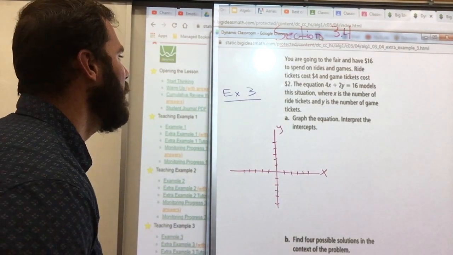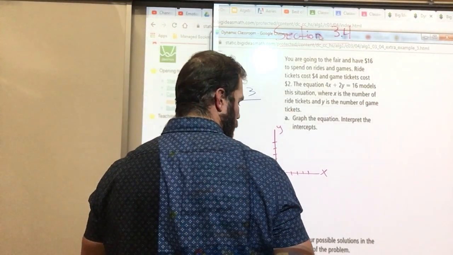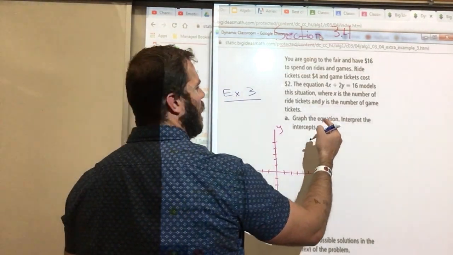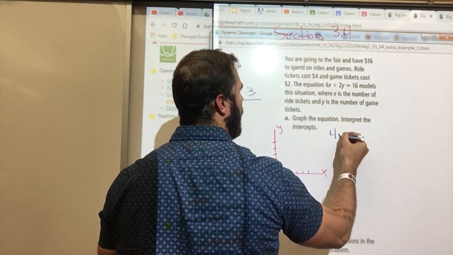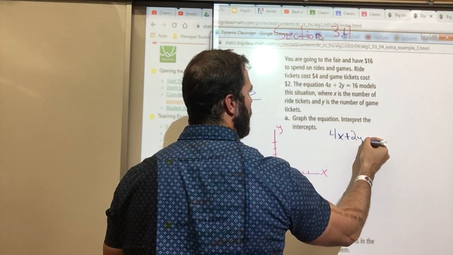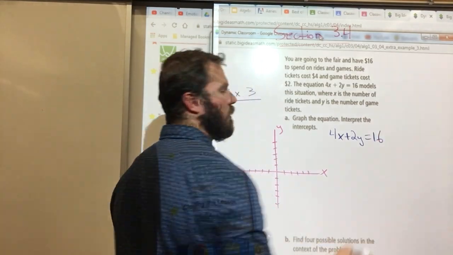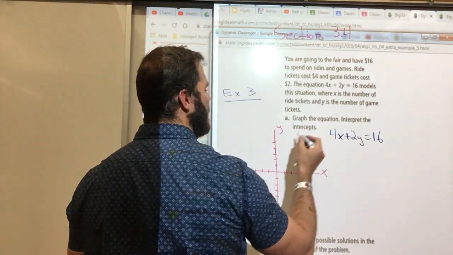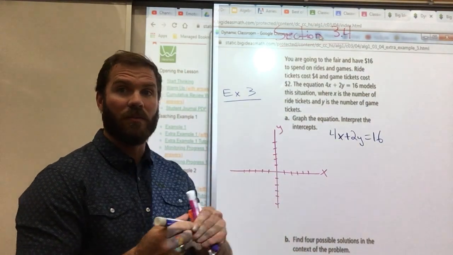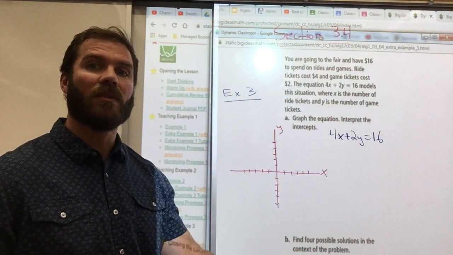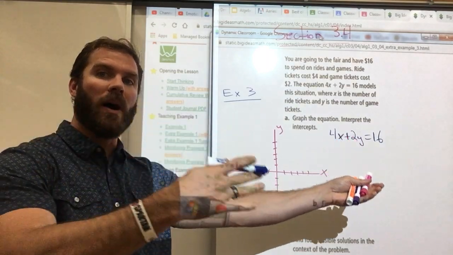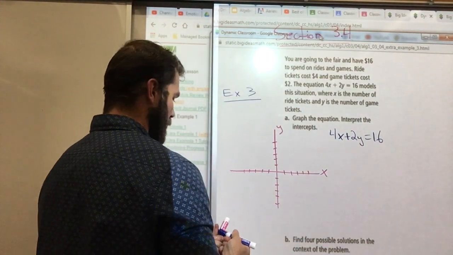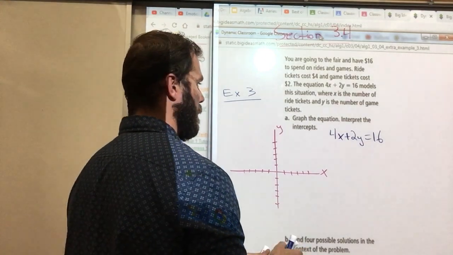Okay, you can see that. Now let's bring down our equation here, 4x plus 2y equals 16. We have to graph that now and interpret the intercepts. That's easy. We know how to find intercepts. Let's make x 0, solve for y. Make y 0 and solve for x. So let's go ahead and do that.